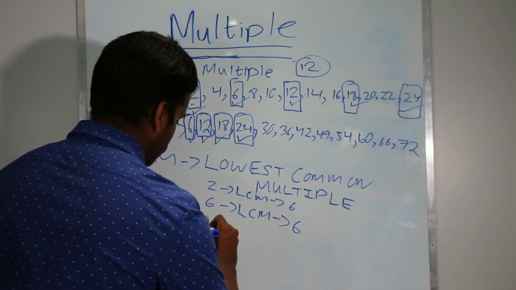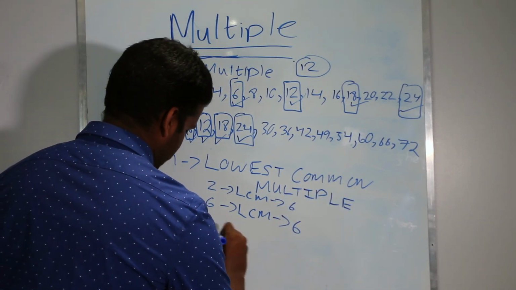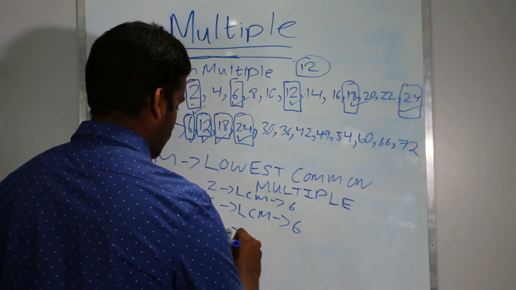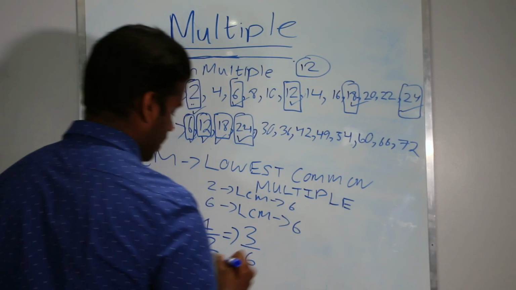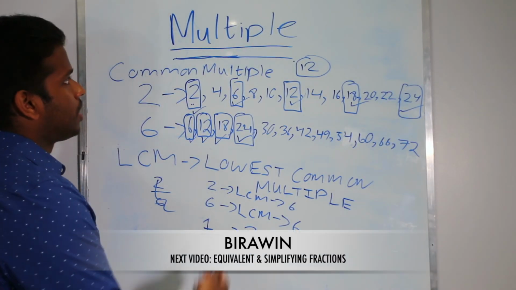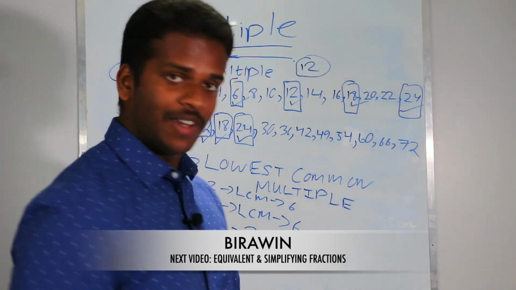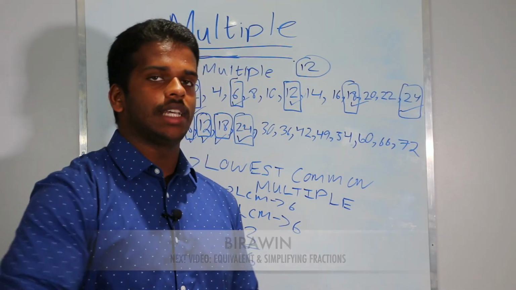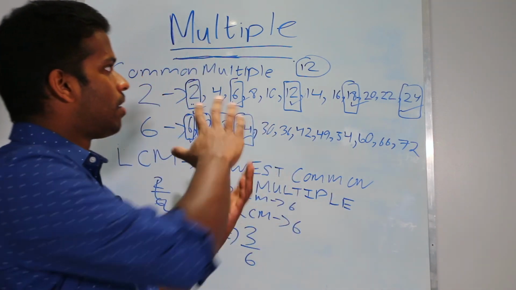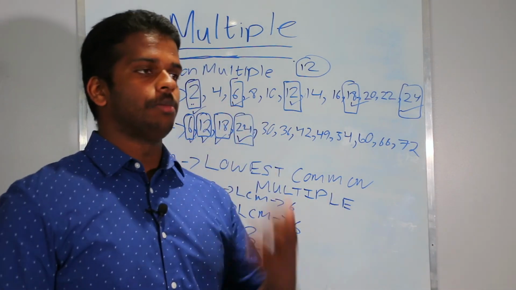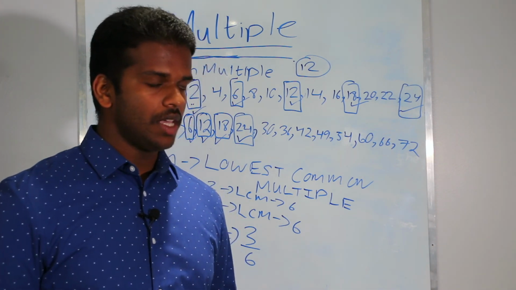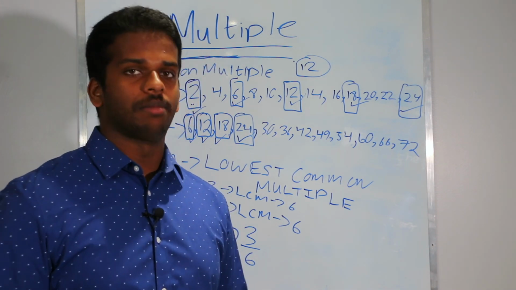Also, in the next video, where I explain equivalent and simplifying fractions, you will see that this and this are both the same. That's pretty much it for lowest common multiple. In our next video, we'll be taking a look at equivalent fractions and simplifying fractions. Basically, what we learned in the last two videos, we'll put into play there.